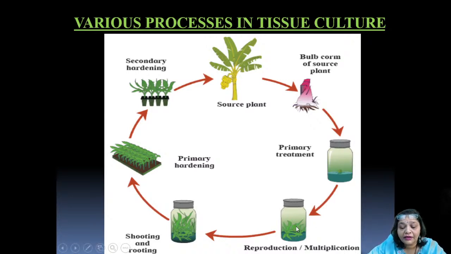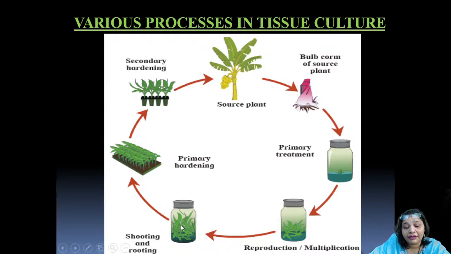Not only that, slowly the callus undergoes multiplication and develops a shoot system, right, because of the addition of growth hormones in it. Now, not only that, the development of roots also takes place. You can see shooting and rooting taking place during the multiplication process in the process of tissue culture.